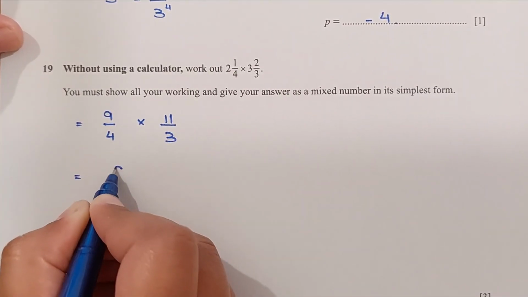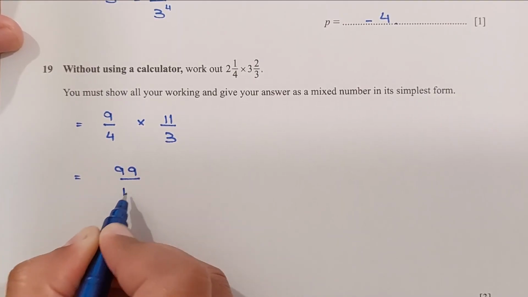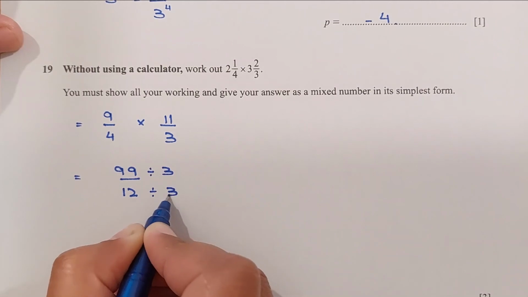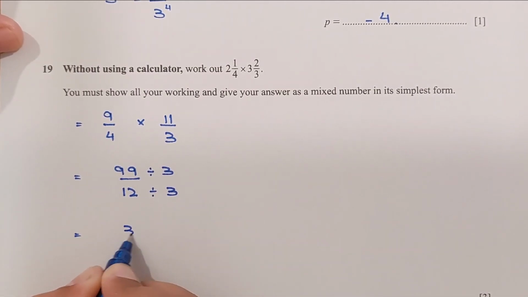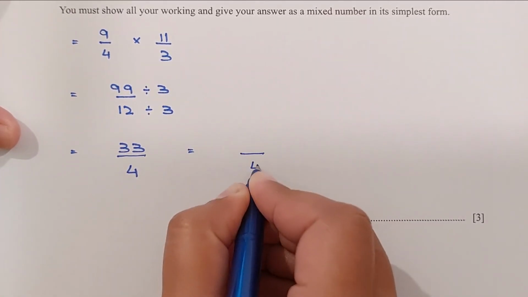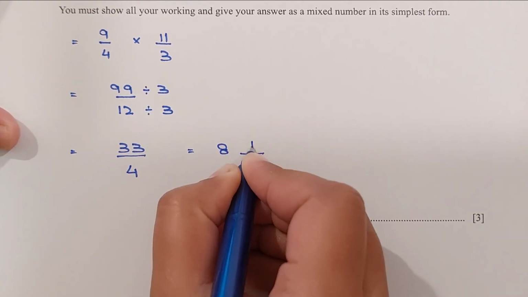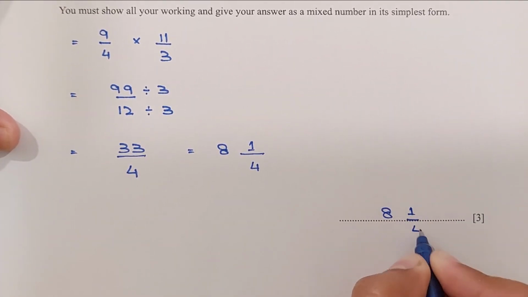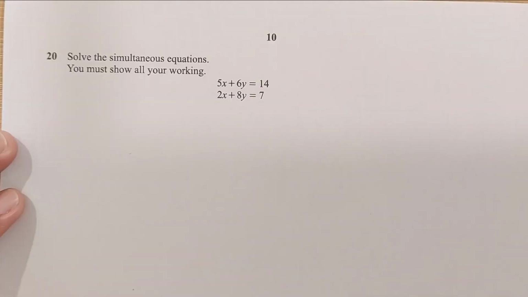9 times 11 is 99 and 4 times 3 is 12. Simplify. Dividing by 3, 99 divided by 3 is 33 and 3 times 4 is 12. Right, now let me convert this into a mixed number. The base is 4. 4 times 8 is 32 plus 1 is 33. So 8 1 by 4 is the answer as a mixed number in its simplest form.